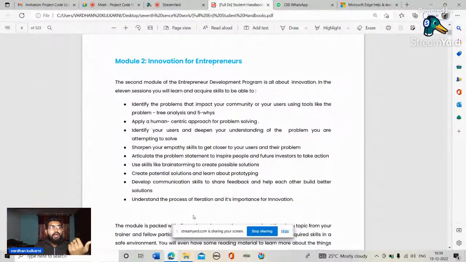Then next is create potential solutions to learn about prototyping. So when you understand the problems, you give potential solutions, so that using those potential solutions, you can move from the ideation stage into the prototyping stage. When you have all these things, you can develop communication skills to share feedback and help each other to build better solutions. So when you have communication skills, you try to obtain feedback from each other.